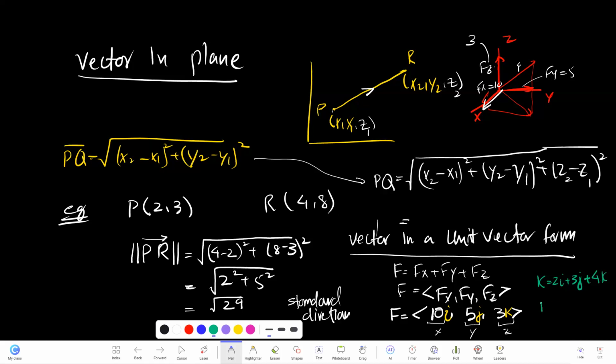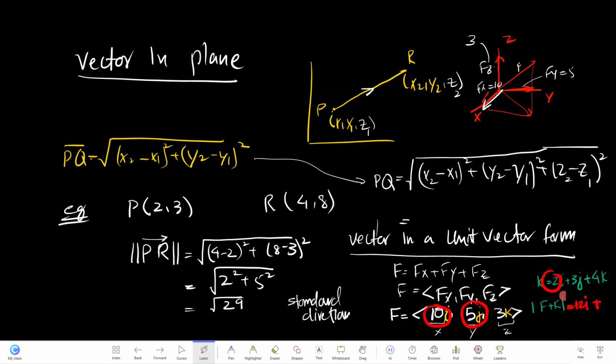If I ask you to add this f plus k, can you add them? When you want to add them, you take the i parts and add them together to get 12i, plus this 5 part and this 3 part, because both are in j, so it's going to be 8j, plus 3 and 4 is going to be 7k. And that's why i, j, k have some importance when you want to add and subtract vectors.